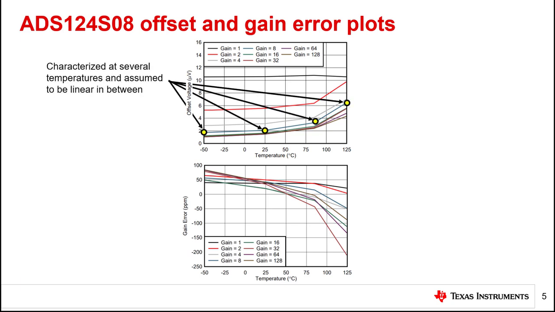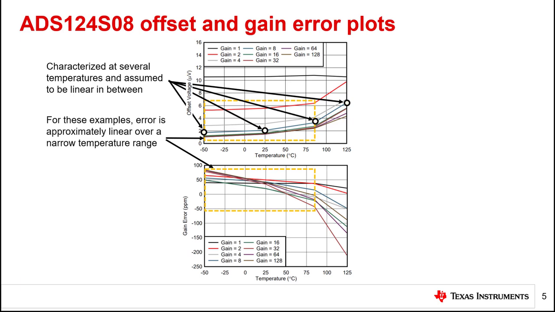First, the data used to create these plots is only taken at specific temperatures, such as -50, 25, 85, and 125 degrees Celsius as shown. The temperature error is then assumed to be linear between these points. Therefore, the plot is not an accurate representation of the error at every ambient temperature, but instead indicates the general behavior across temperature.